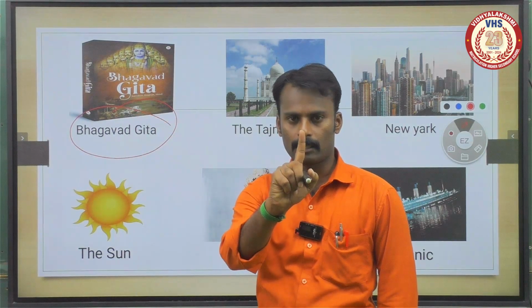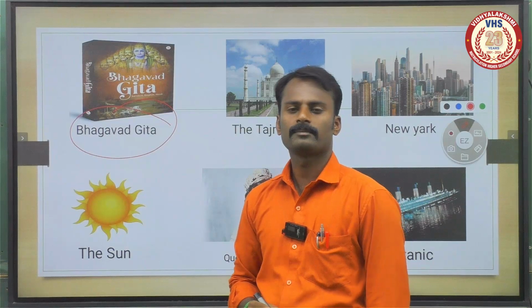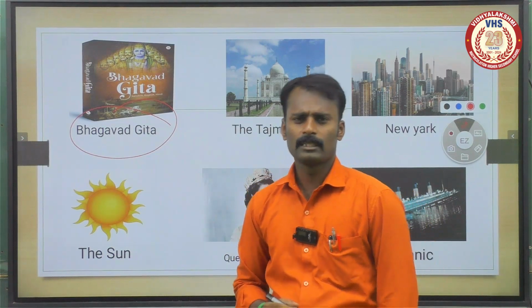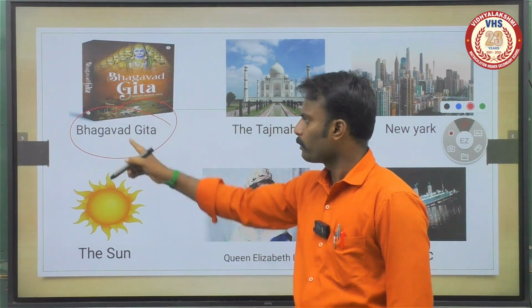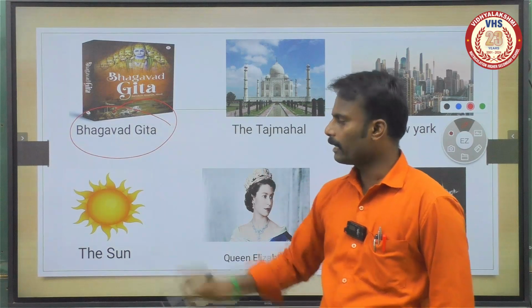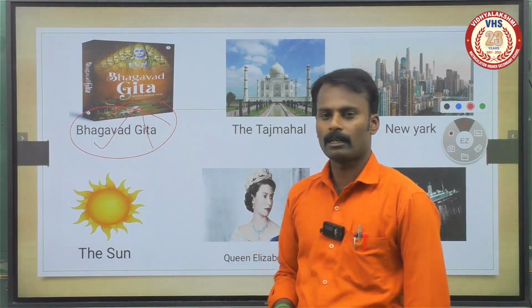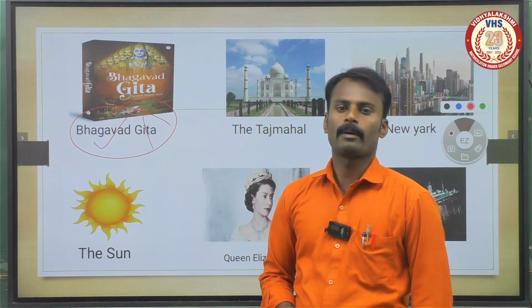Ore oru book pathi mattum dhaan pesirukken naan. I am not talking about other books. Matha books pathi edha naan pesala. Inga endha book pathi pesirukken? Bhagavad Gita. So here I am saying particularly Bhagavad Gita. So this is proper noun.